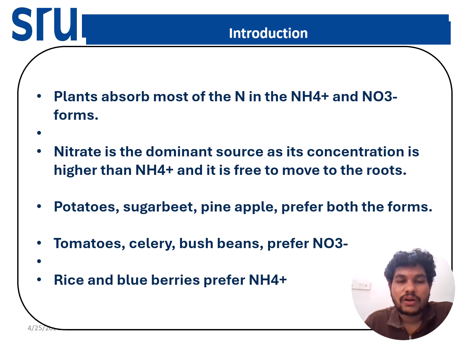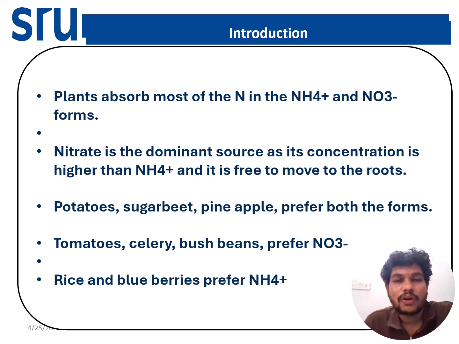Crops like potato, sugar beet, and pineapple prefer both forms. Some crops prefer only nitrate, that is the tomato. And some crops prefer only NH4, that is rice, tea, and blueberries. They compulsorily prefer only NH4. Most crops will uptake nitrogen in nitrate and NH4 form in a 75 to 25 ratio, meaning maximum nitrogen is taken up in nitrate form as compared to NH4 form.